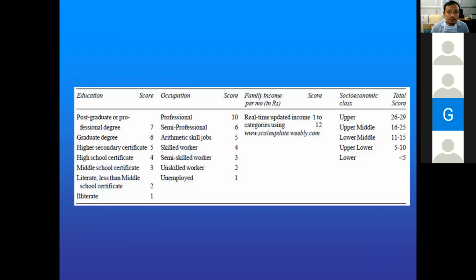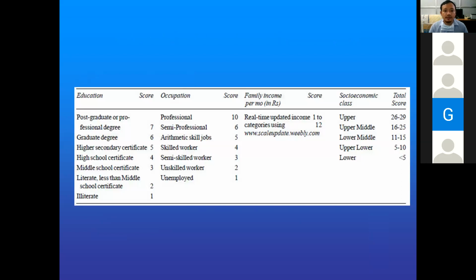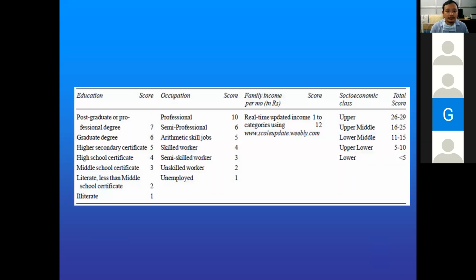We have the Kuppuswamy scale to determine the socioeconomic status based on education of the parents, occupation of the parents, and family income. And based on this, the socioeconomic status can be divided into upper, upper middle, lower middle, and lower. So this is the end of the schematics of history taking.